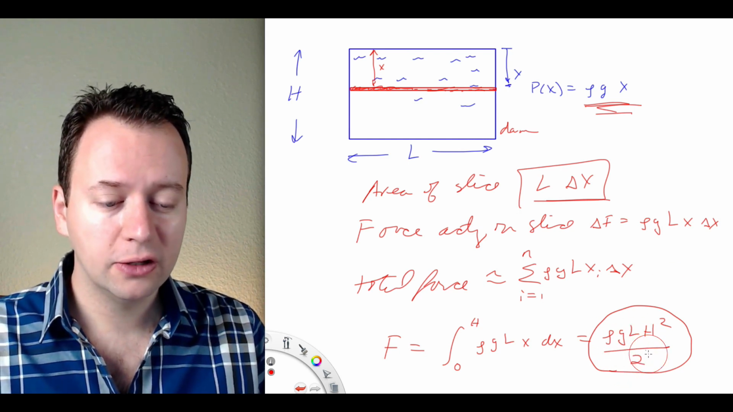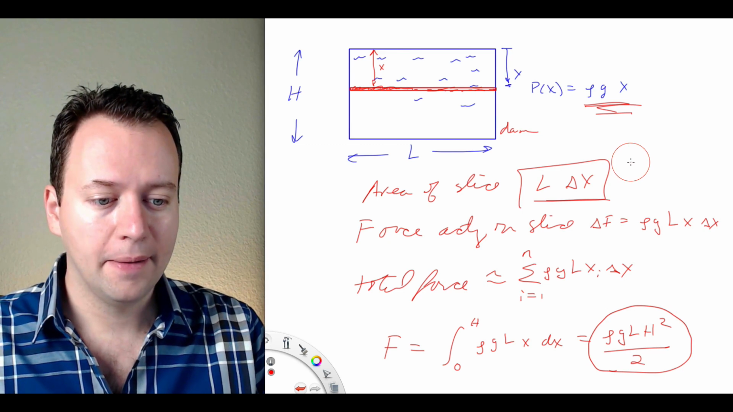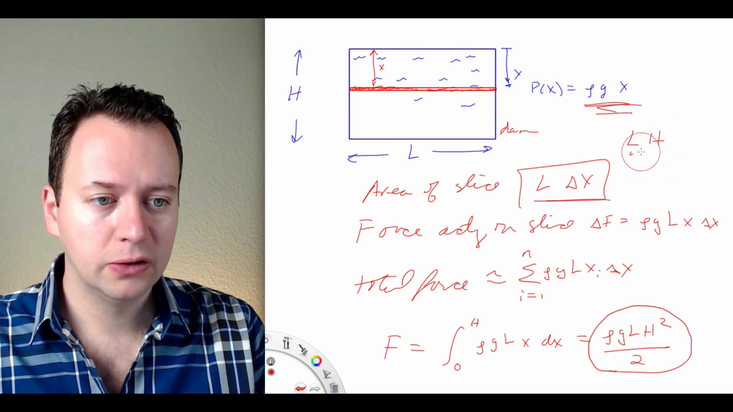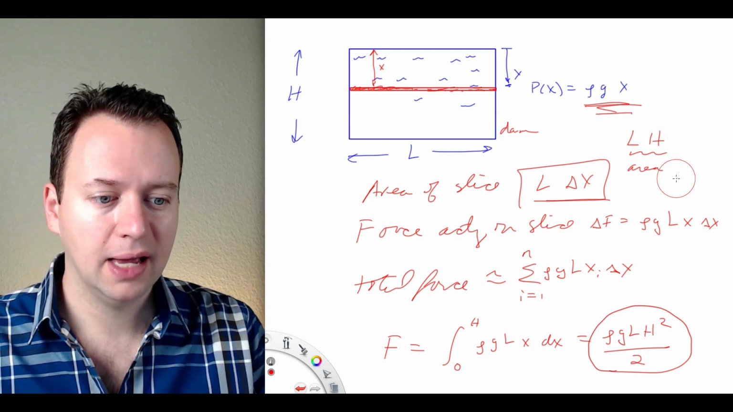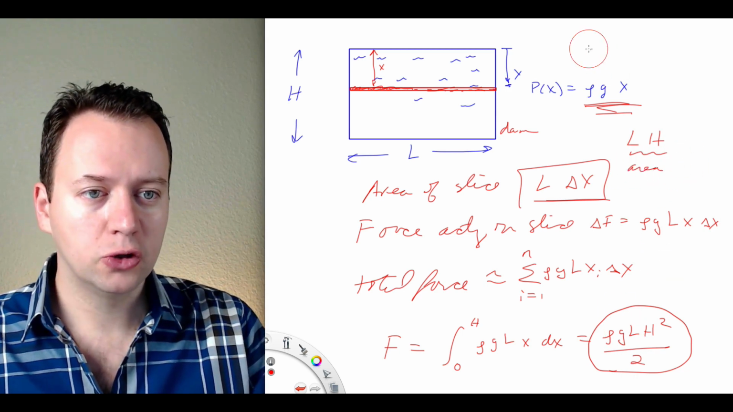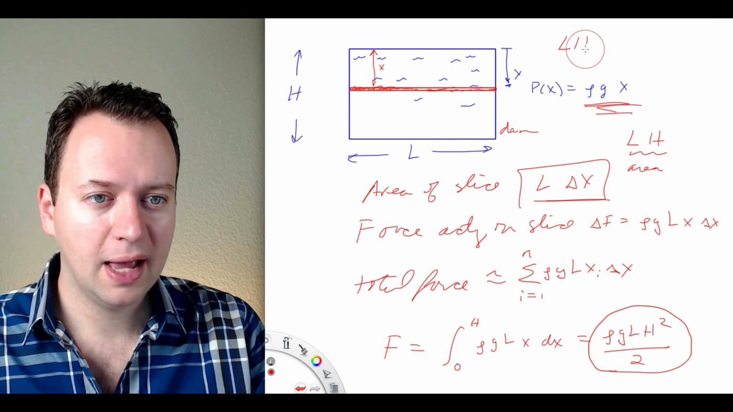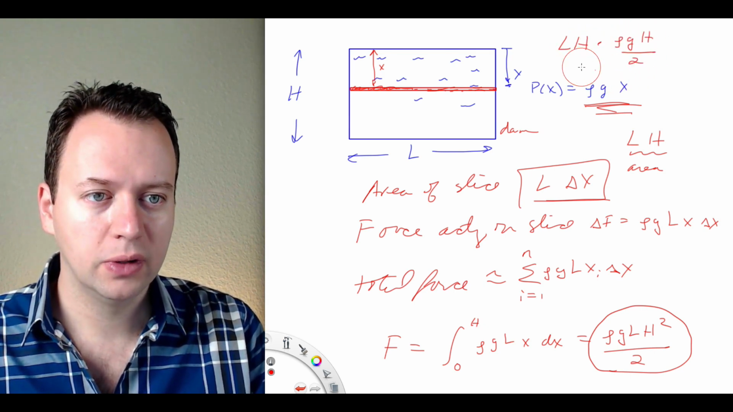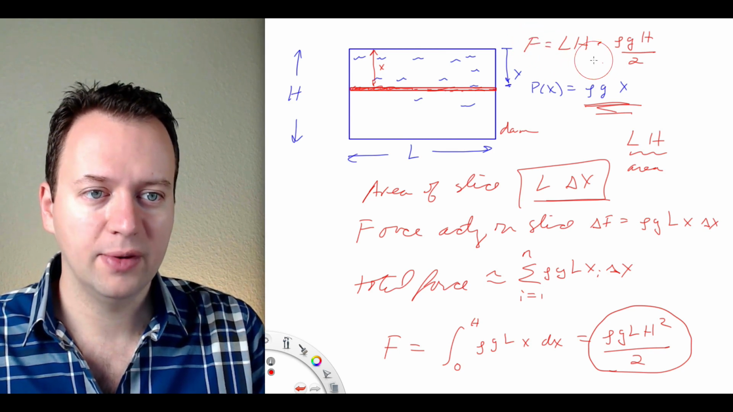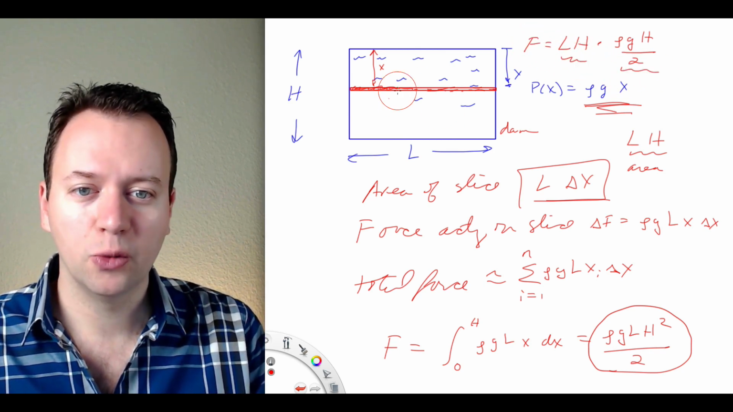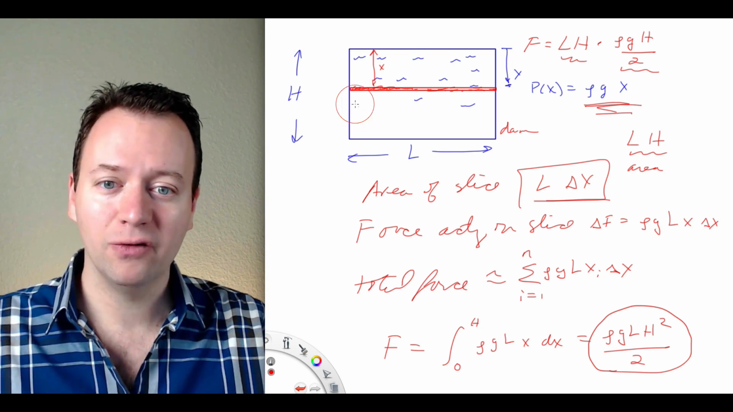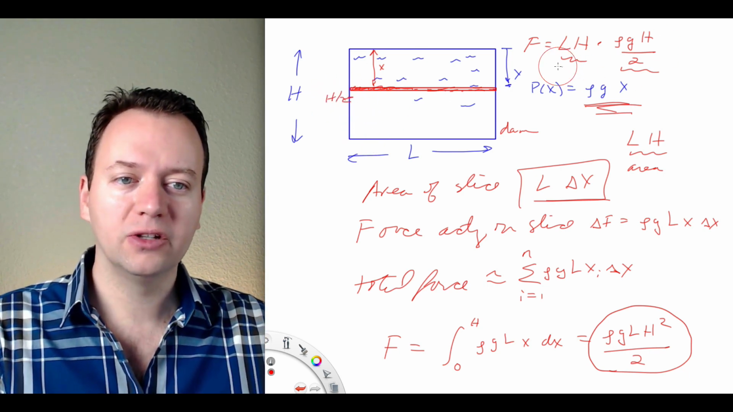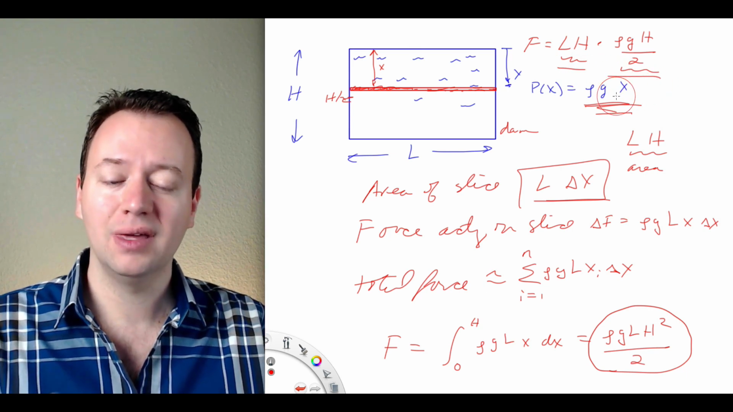Now there's an interesting interpretation here. L times h is the total area. So you can break this out as follows: L times h times rho g h over 2. So the total force is the same as this. It's the total area times the pressure exactly at half of the depth. If you look at the pressure just at h over 2, you can multiply the area times the pressure at that depth and get the same answer.